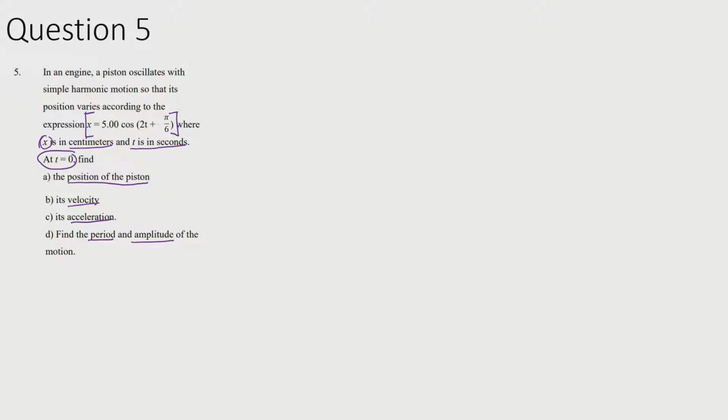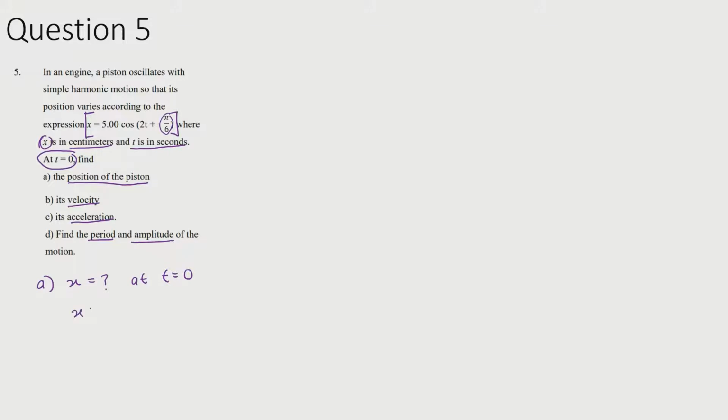Okay, now, in your book, the question is different. It's supposed to be pi over 6, but in your book it's 6 pi. So please change it to pi over 6 because this is the correct question. Okay, next, the position of the piston. We need to find the position of the piston at time equals to 0.